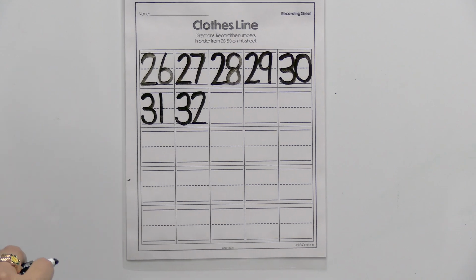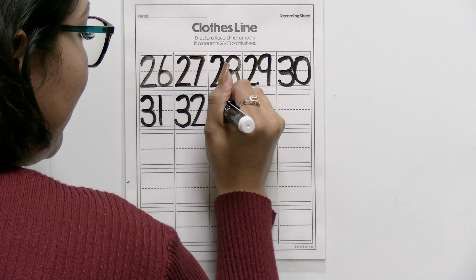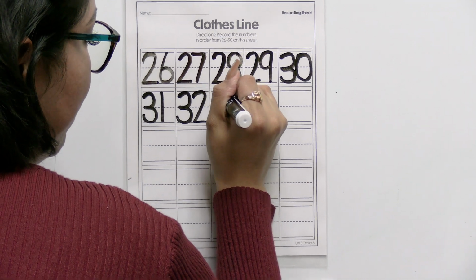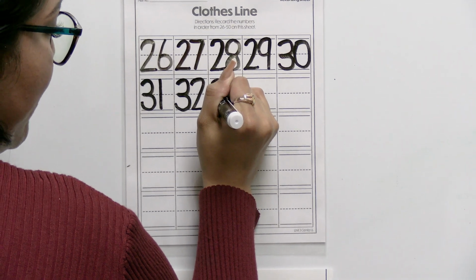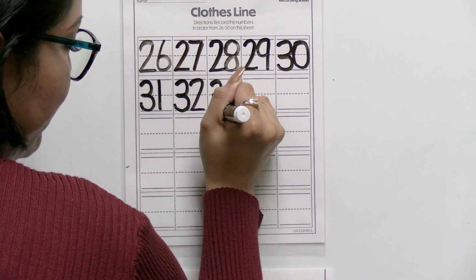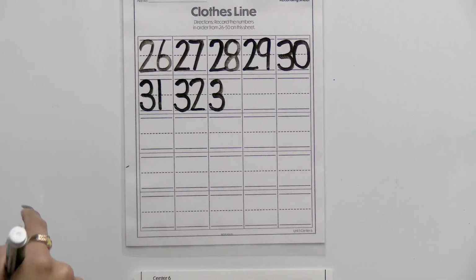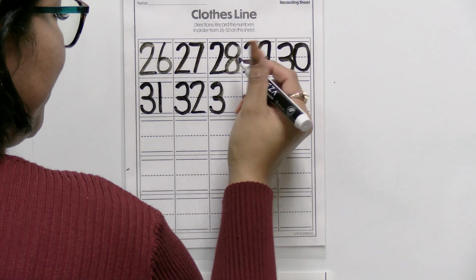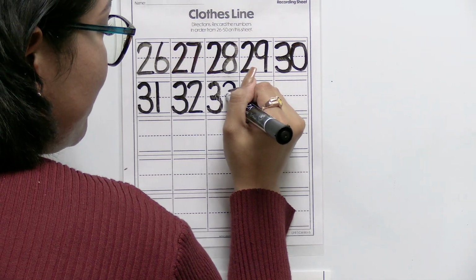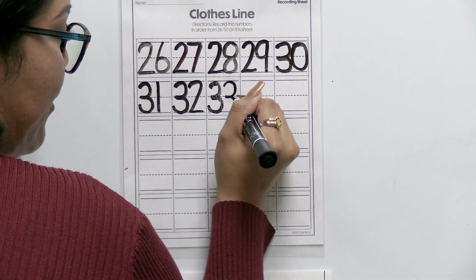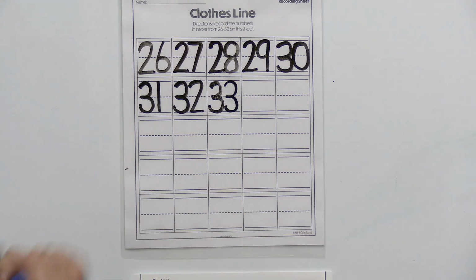Okay, let's write 33. So starting with the 3, we're going to start at the top and then make a loop to the middle of the dotted line. We're going to stop, and then we're going to come down and loop to the bottom. 3. So we're going to do that again. To make a 33, we're going to write a number 3 again. So we're going to start at the top, loop to the middle, and then stop, and then loop to the bottom. 33. Okay, so what comes next?